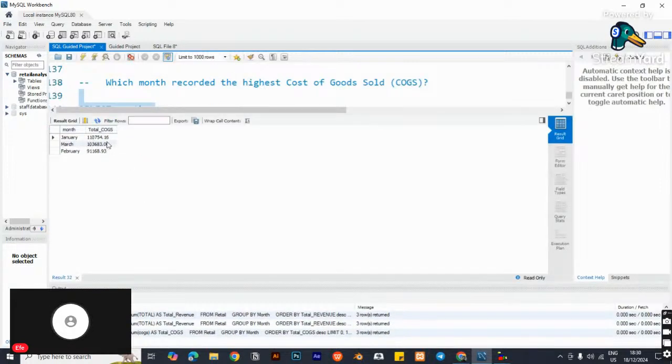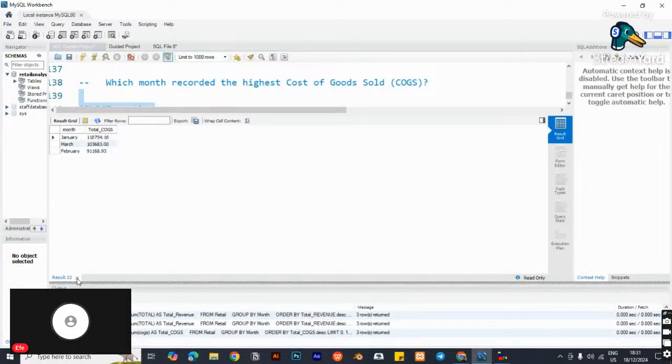So if we run this, we can see total cost of goods. January has the highest total cost of goods sold. That's the cost. Before you get your profit, you have to subtract your costs from your revenue. So that means they made a lot of expenses in January, followed by March, followed by February. So the highest expense they made was in January.